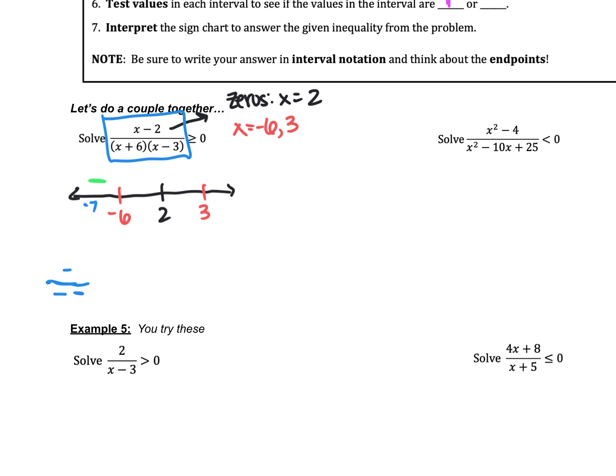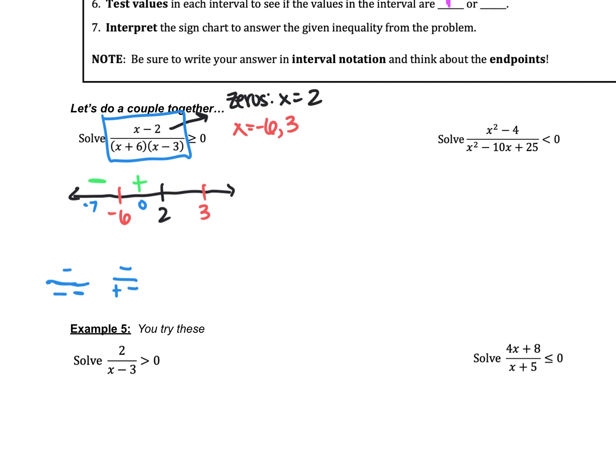What would be a good number to choose between -6 and 2 that might be really easy to operate with? 0. He's my favorite number. Okay? So I'm going to put a 0 in. Let's repeat that process. Put it into our fraction. 0 minus 2, positive or negative? Negative. 0 plus 6. Positive. 0 minus 3, negative. So I have a negative divided by a negative, which is a positive.